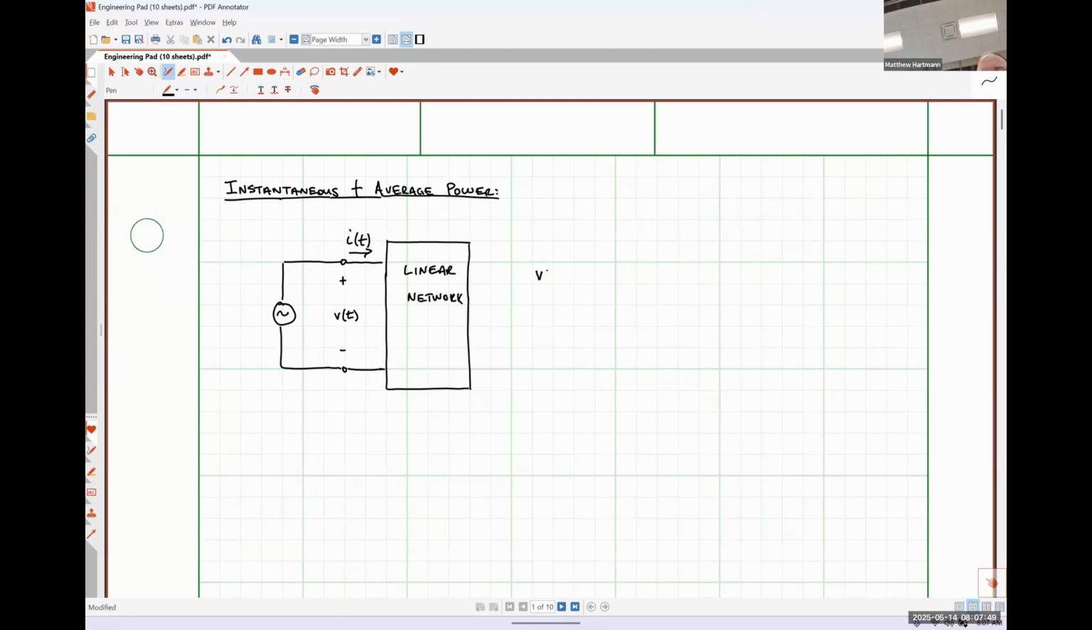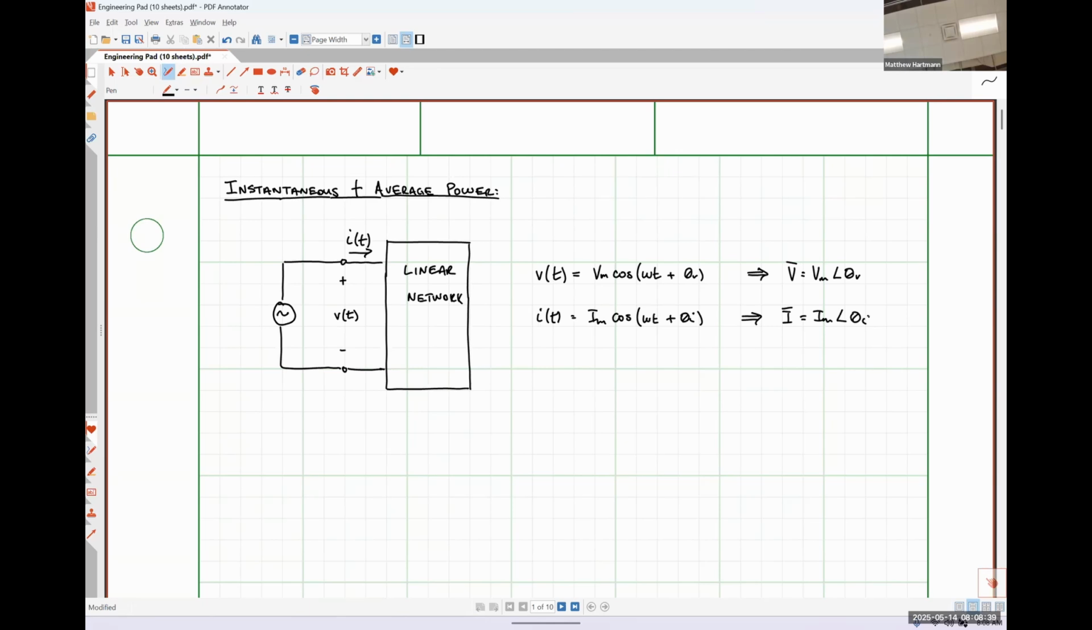So if this is a sinusoidally excited system, then we should see that our voltage V of t will be of the form Vm cosine omega t plus some phase angle theta v, which would have a phasor representation of V is equal to Vm angle theta v, and our current I of t would be of the form Im cosine omega t plus theta I, which would also have a phasor representation, in this case given by Im angle theta I.